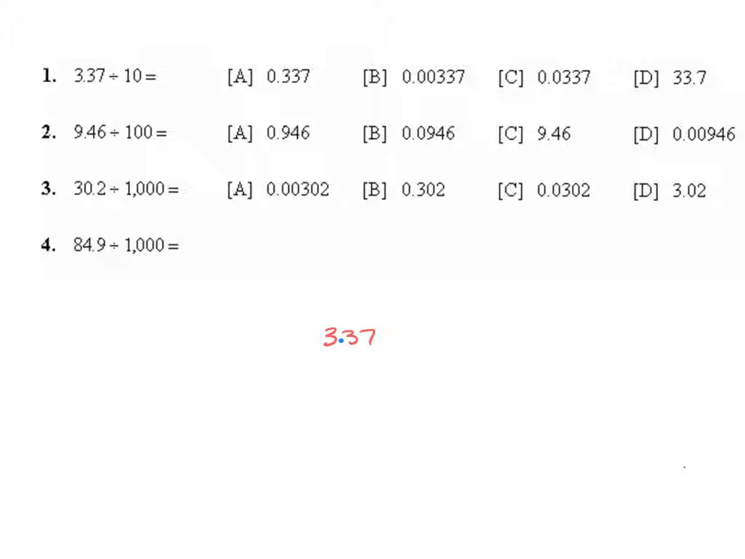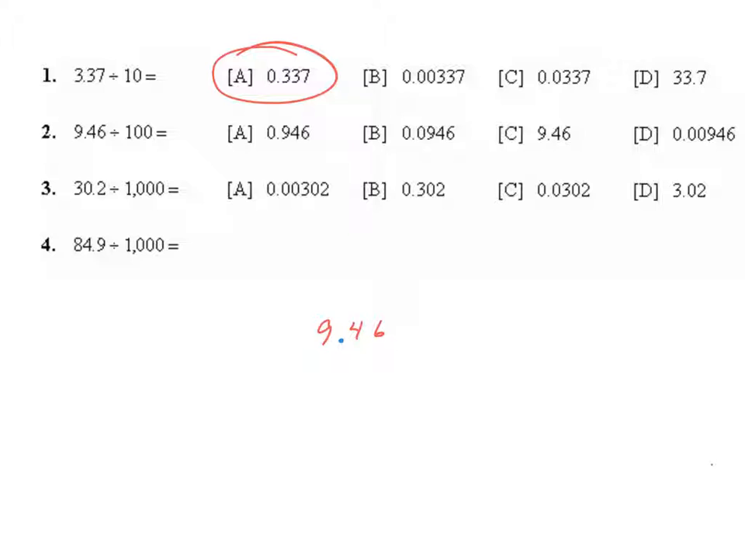We can now apply this concept to problem number 1. It says 3.37 divided by 10. So I want to take my digits and I want to shift them one place value to the right, 1 power of 10. So when I do that, then I get 337 thousandths, which is answer choice A.